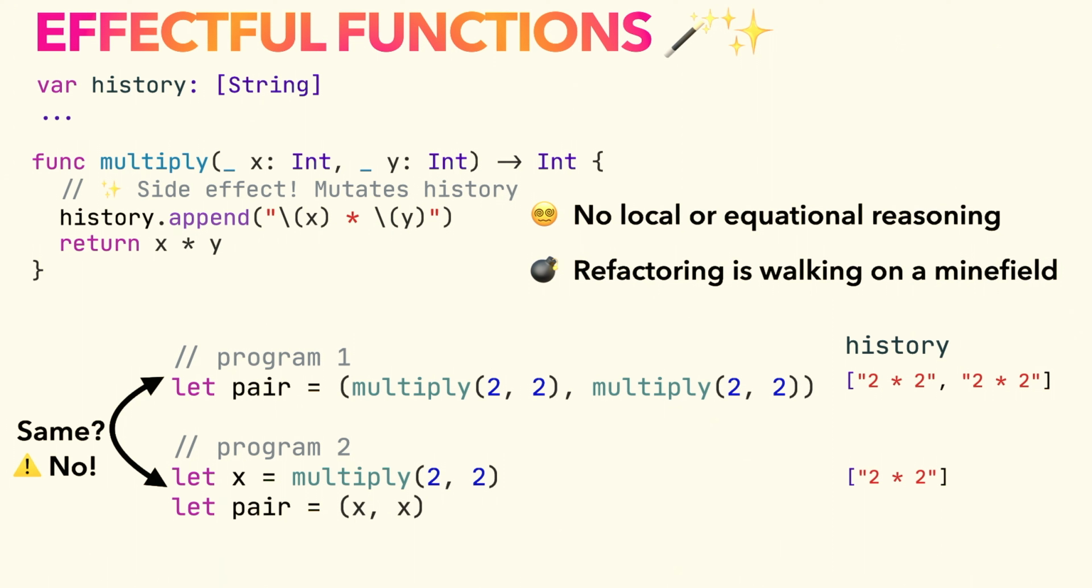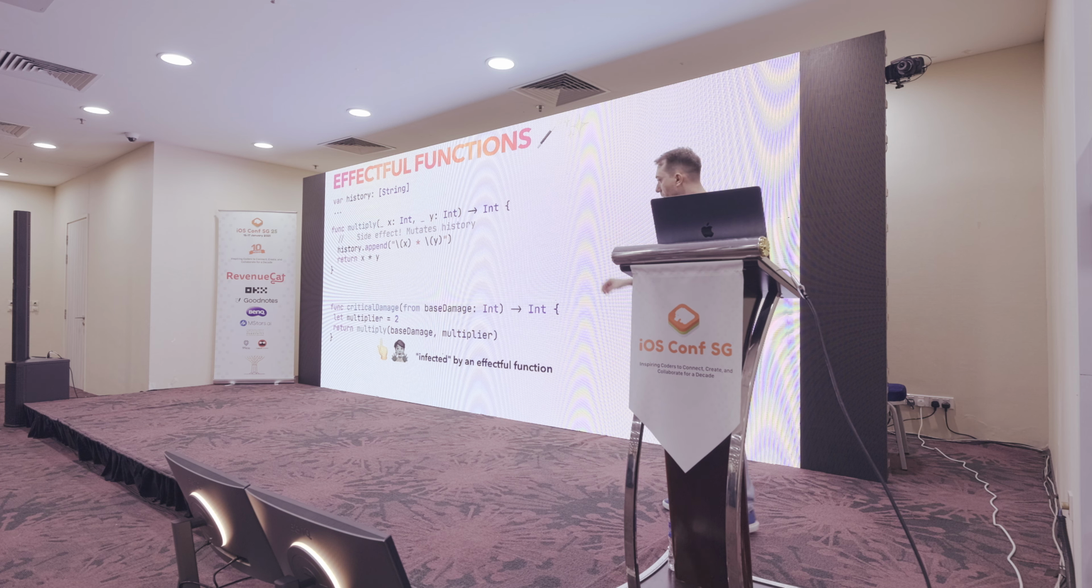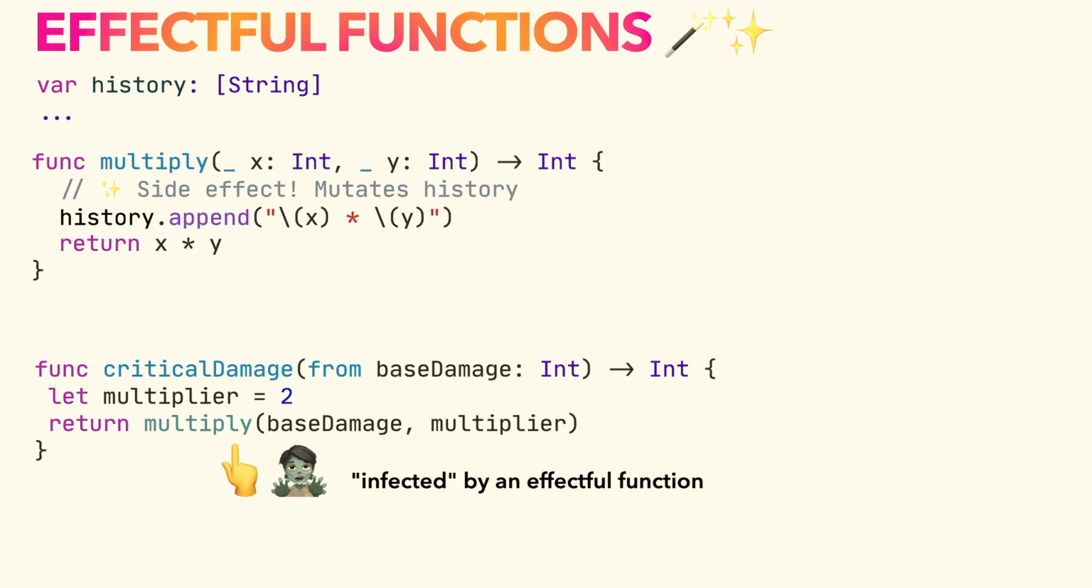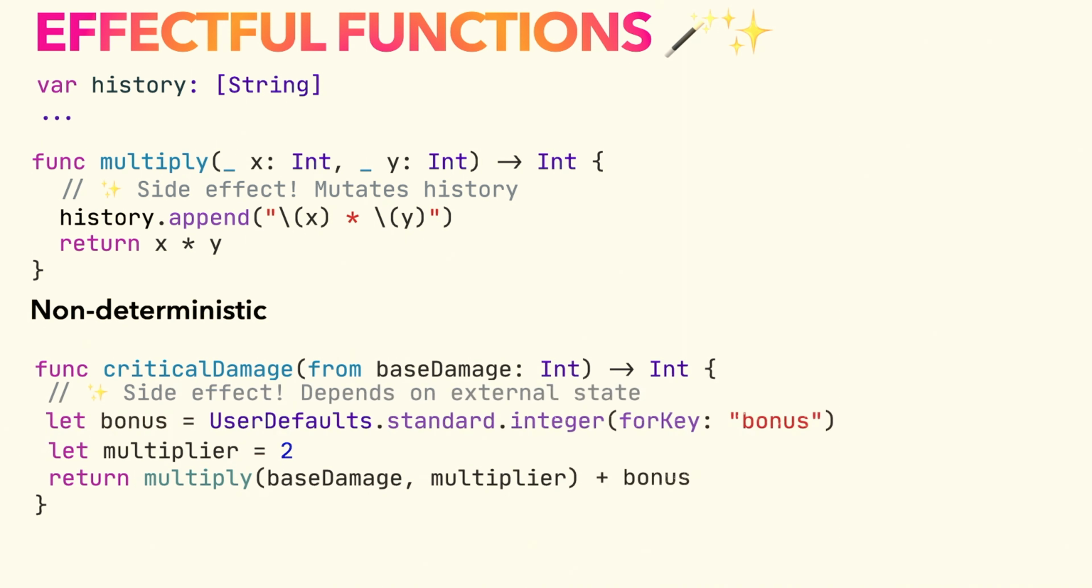So what this means is that we can no longer apply local and equational reasoning. We need to understand what the external state holds. And this means that performing these kinds of refactorings becomes quite dangerous, so we are walking on a minefield here. Now, otherwise pure functions like this damage function can get effectful if they call into other effectful functions, so they get infected by them. They are also non-deterministic. For example, maybe we introduce a bonus component to our critical damage, which retrieves a value from user defaults.